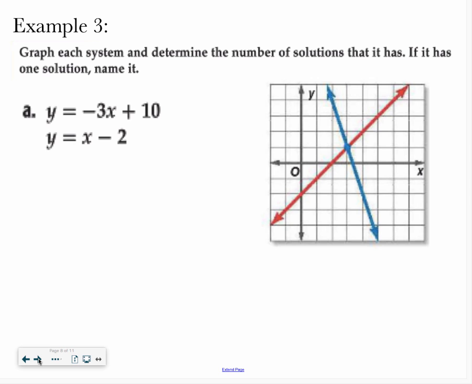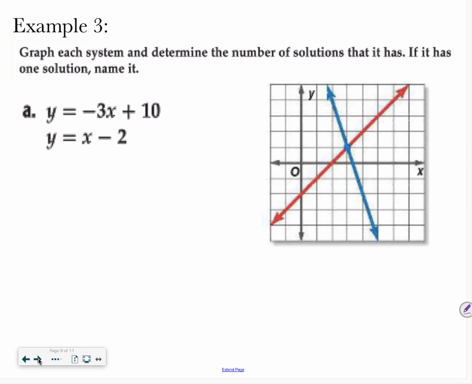I saved a little bit of time because I'm going to trust that you guys can get back in the swing of things with graphing. If you need help with that or a reminder, let me know. So let's look at this graph. I have these two lines graphed here.